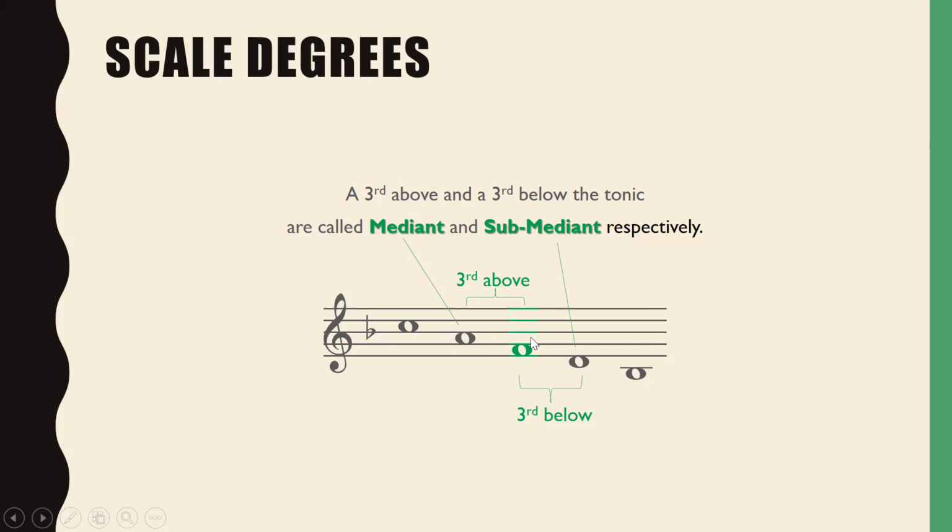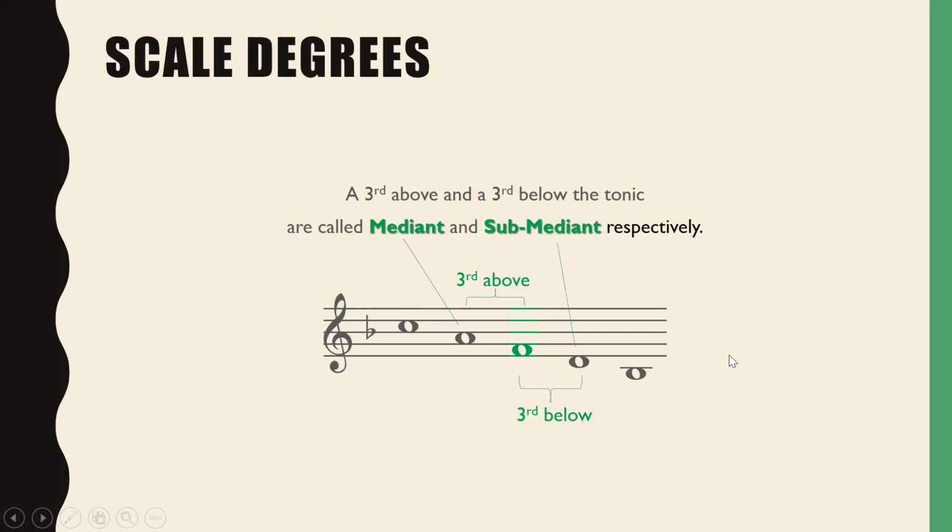Here we've got the tonic and we've got the subdominant. Exactly halfway between, we've got something called the submediant. It's the sub because it's underneath, right? We've got the subdominant and the submediant, the mediant and the dominant. Everything is named in relation to the tonic.